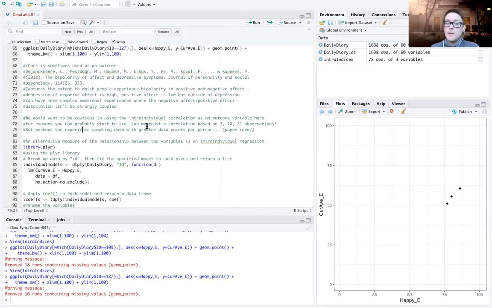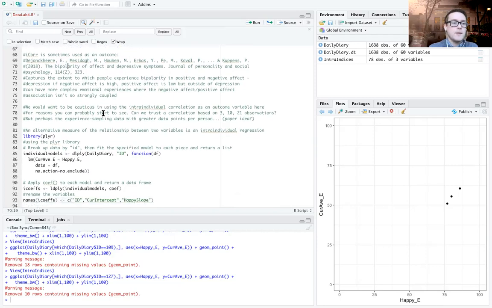But maybe the experience sampling data that we haven't looked at yet, that has more data points per person, could help us overcome this limitation of too little data. And this paper uses experience sampling data rather than daily diary data.